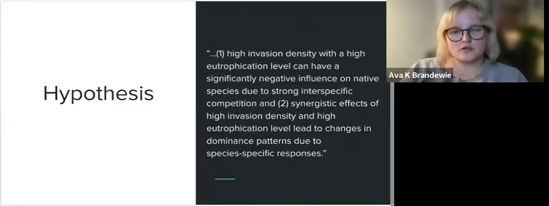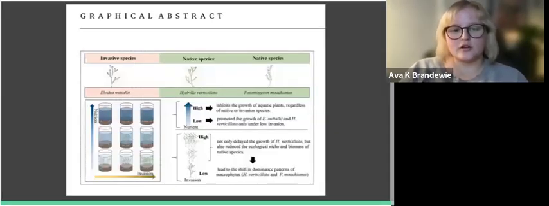So the hypothesis was a two-part hypothesis. The first part being that high invasive density with a high eutrophication level can have a significantly negative influence on native species due to strong interspecific competition. And then two, synergetic effects of high invasive density and high eutrophication levels lead to changes in dominance patterns due to species-specific responses. Then they had this nice little graphical abstract, so it kind of does an overview of their setup and their findings.